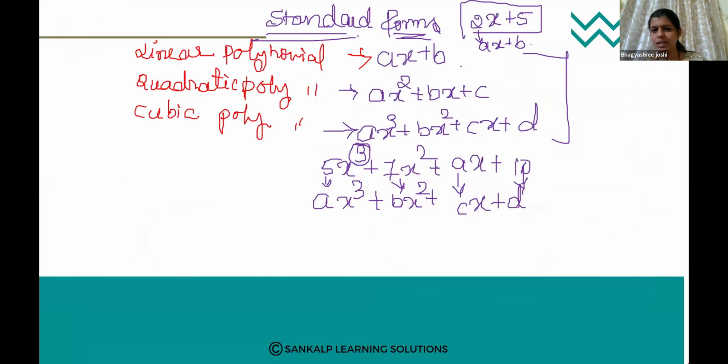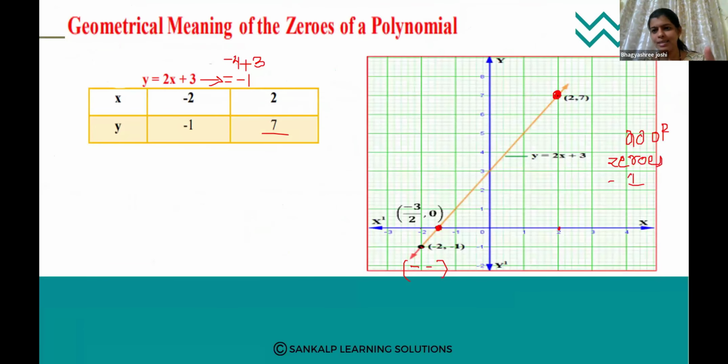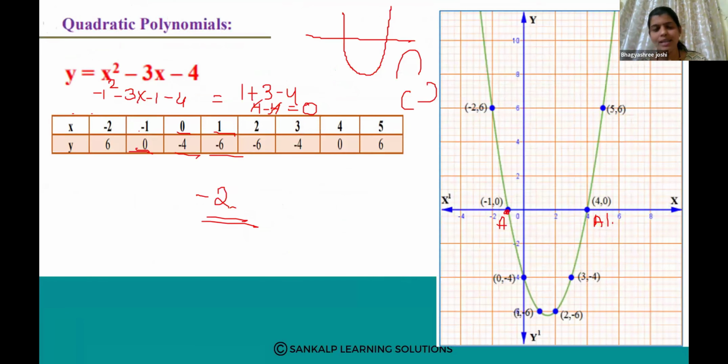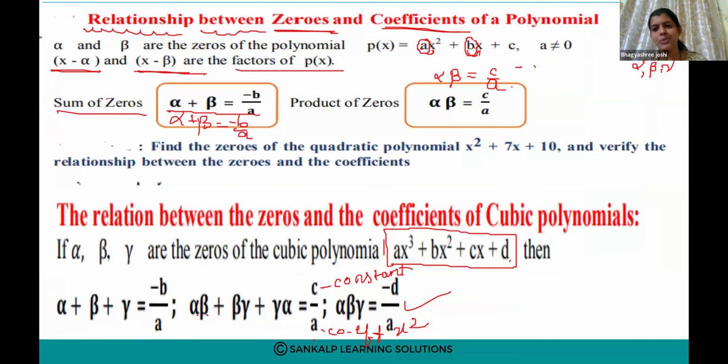So in today's session, what are we going to discuss? This is a very interesting topic: the geometrical meaning. By using the graph, we can find out the number of zeros. Looking at a graph, we can say how many zeros there are. Next, we have the relationship between zeros and coefficients.